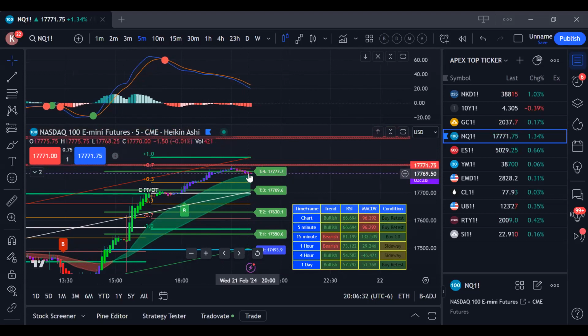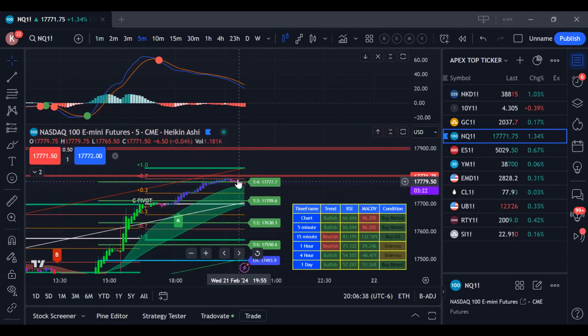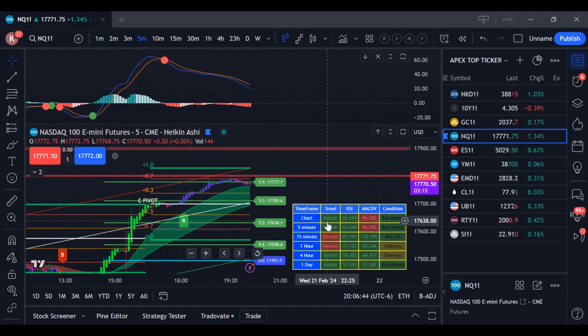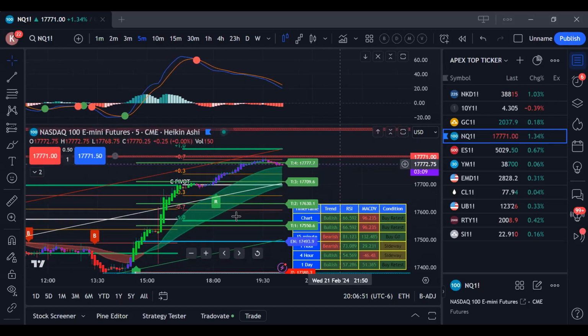So we have to wait and see whether it will drop below the cloud, in which case we can take a short, or it may break the resistance and go up. Once it breaks the resistance, we can take long, right? Because we have bullish and bullish here, but we have a red signal here. The price is above the cloud.